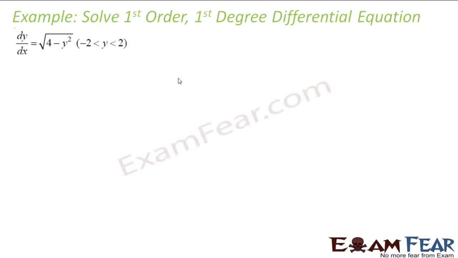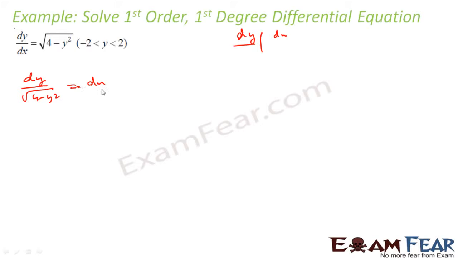Let's take one example. dy/dx is equal to root of 4 minus y squared. Same thing here also, I can write in this fashion: dy by root 4 minus y squared is equal to dx. The trick here is, on the left hand side put everything in the form of y, on the right hand side put everything in the form of x, right? So here you have these things in the form of y. In the form of x there was nothing, so I did nothing here.